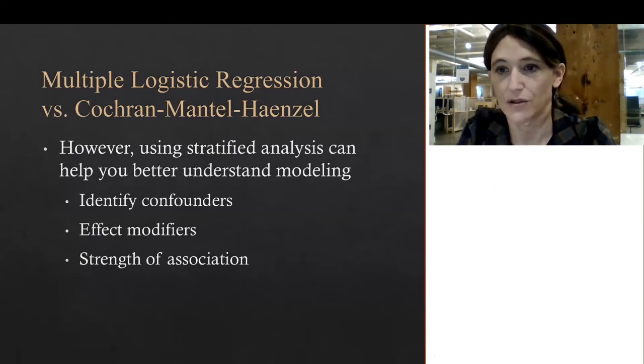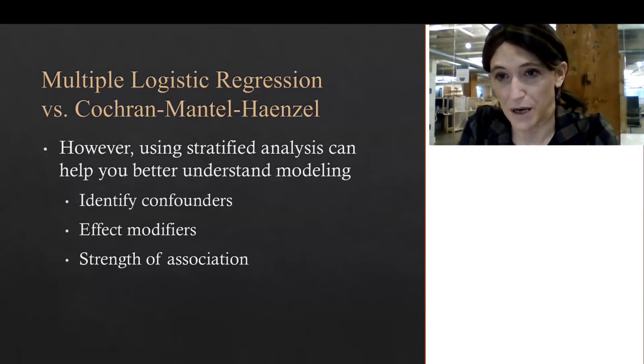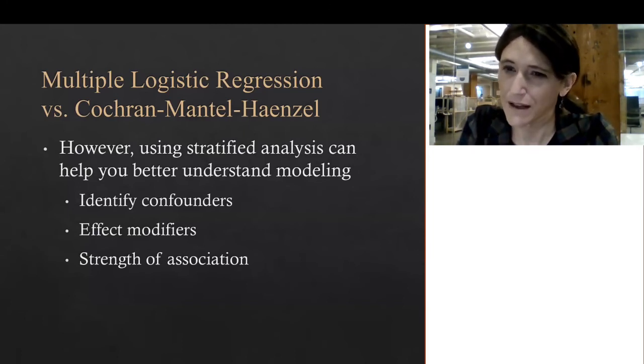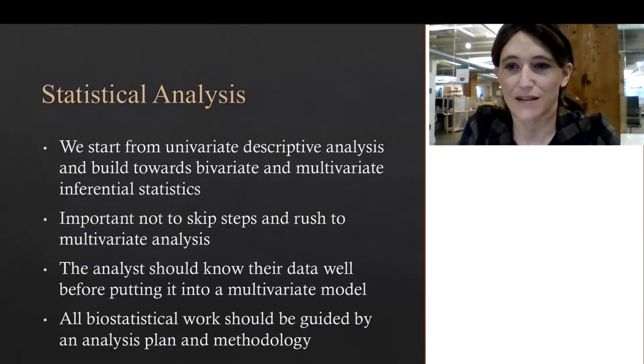So I would suggest using the stratified approach to identify confounders, effect modifiers, and strength of association before turning to more complex models. There are parallel things you could do for linear regression. You could do partial correlations and things like that. But often it's easier just to move straight on to the linear regression model, to be perfectly honest, because odds ratios are such a goofy thing as far as interpretation.